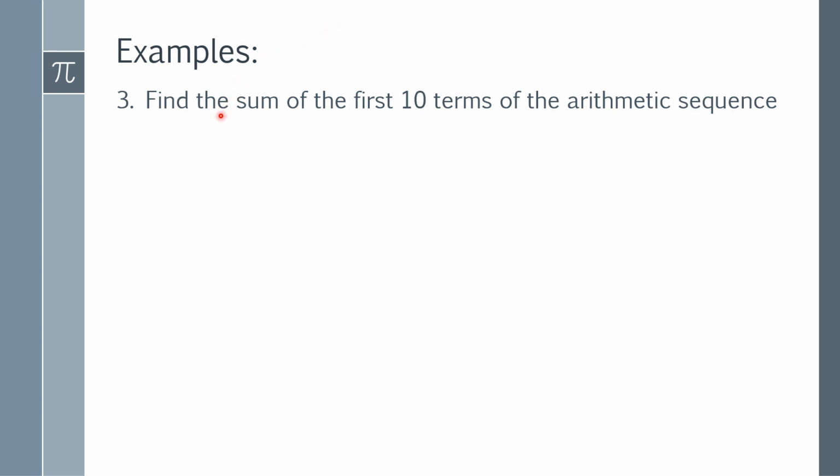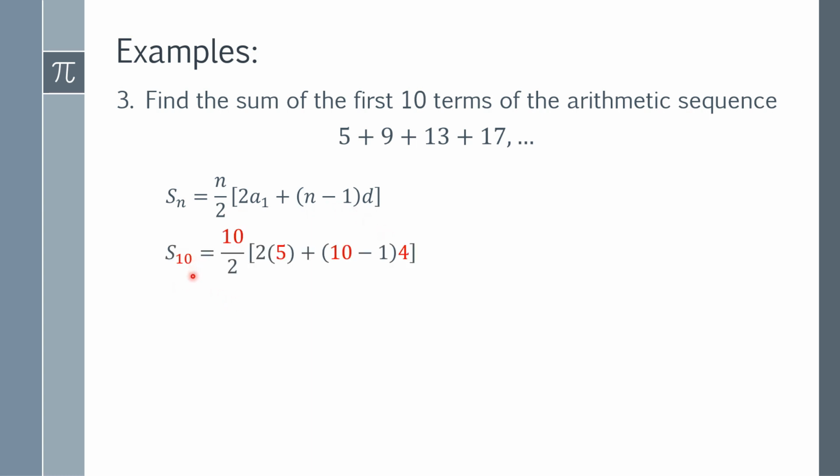For example number 3, find the sum of the first 10 terms of the arithmetic sequence 5, 9, 13, 17. So if you can observe, we don't have our last term in this sequence. Therefore, we will use formula 2, which is S sub n equals n over 2 times the quantity of 2 times the first term plus n minus 1 times d. Now substitute the values. Our n is 10. Our first term is 5 and our common difference is 4.